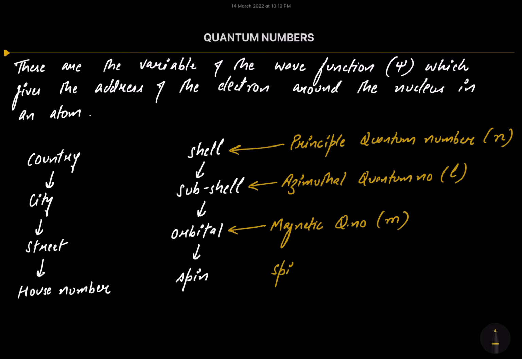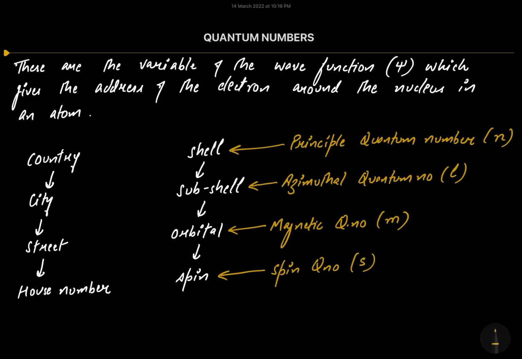So we have 4 variables, the 4 quantum numbers. The principal quantum number tells about the shell, the azimuthal quantum number tells about the subshell, the magnetic quantum number tells about the orbital, and finally the spin quantum number tells about the spin. Let me repeat the address of the electron once again. Firstly, we look for the shell, then the subshell of that shell, then the orbital of that subshell, and then the spin of the electron in that orbital gives the exact address of the electron, which is represented by the four quantum numbers: the principal, azimuthal, magnetic, and spin.